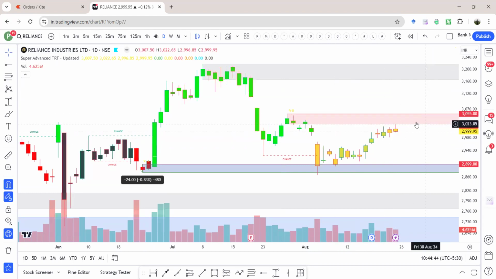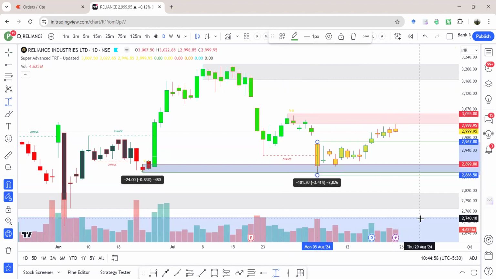And this is not a buy call. I'm not telling you to buy at 3055 because at that time the stop loss will be larger. But the candle color will change to green if the candle closes above 3055. A new buying zone will be formed at this level. So if the candle closes above 3055, you will see that a buy area has formed between 2967 and 2866. Let us see in a few days if this happens or not.